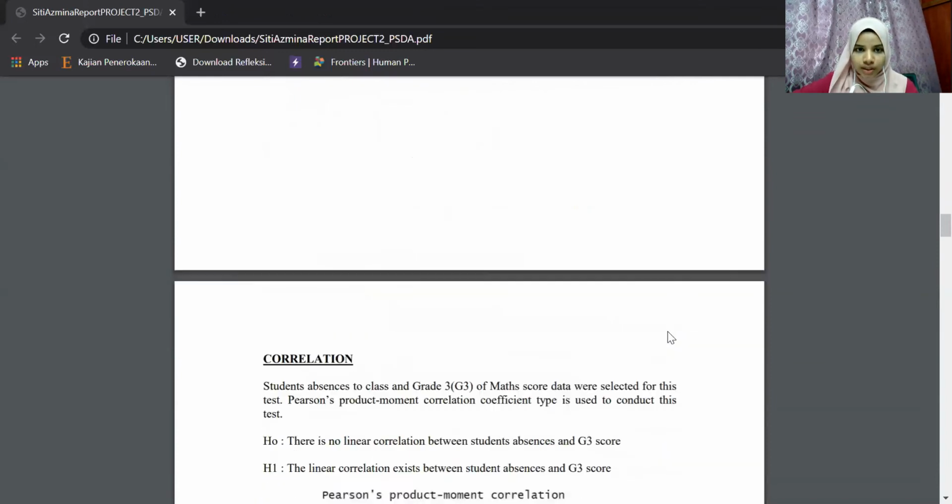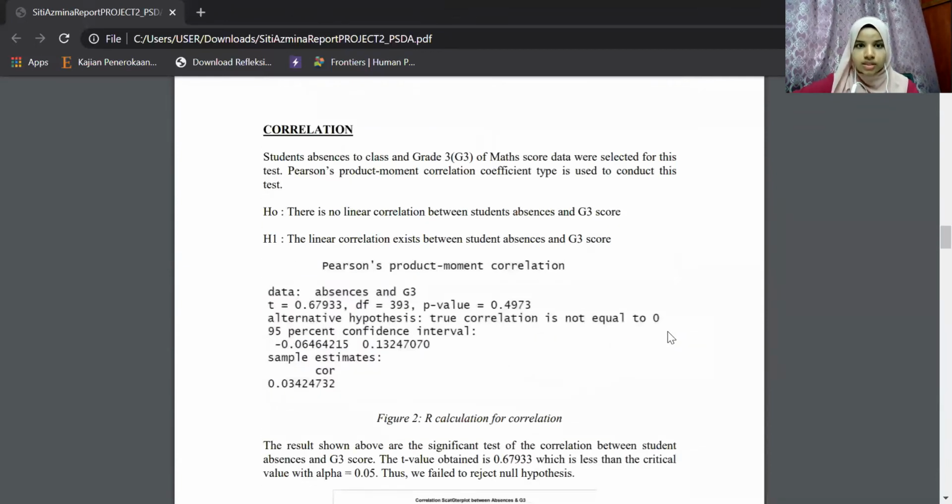Moving on with the next one, which is the correlation test. For this correlation test, I've used variables such as students' absences from class and the grade 3 final score of maths. I used Pearson's product moment correlation. My null hypothesis is that there is no linear correlation between students' absences and grade 3 score. My alternative hypothesis is that a linear correlation exists between these two variables.